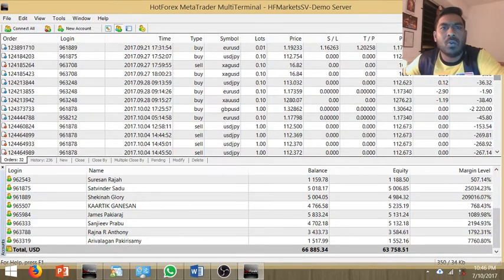Many of y'all ask me why it is necessary to have the stop loss and take profit, and some of y'all still do not understand the concept of why we are using the stop losses and take profits, and how do we set the stop losses and take profit. Okay, so it's very simple, guys.